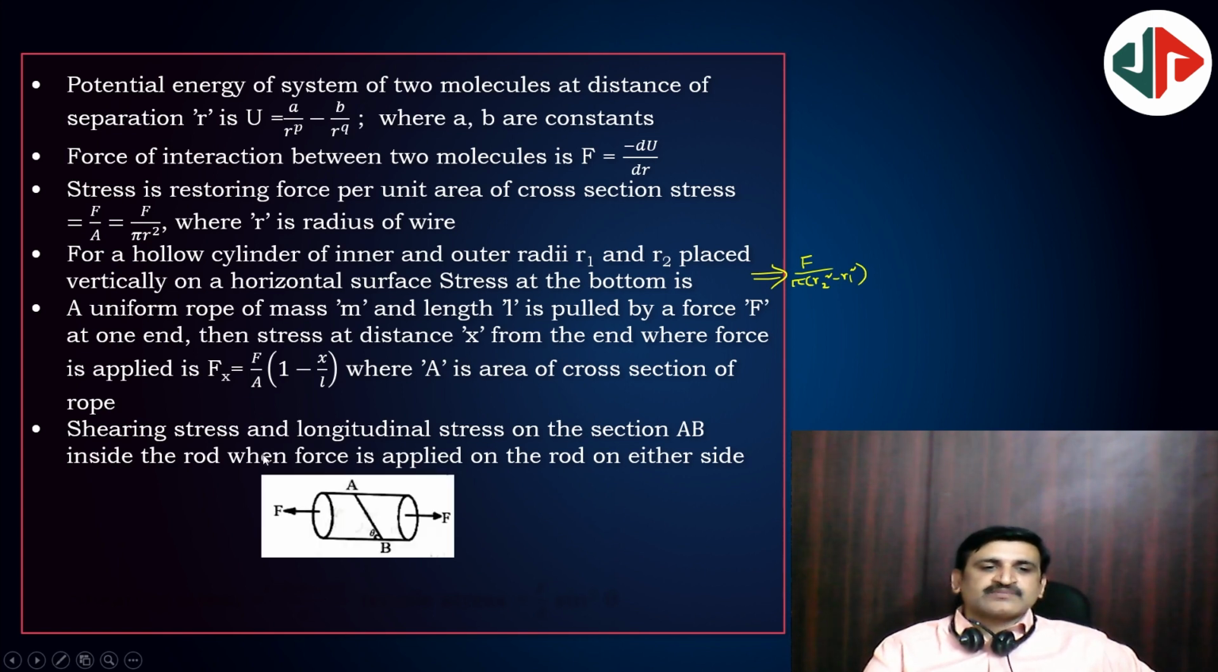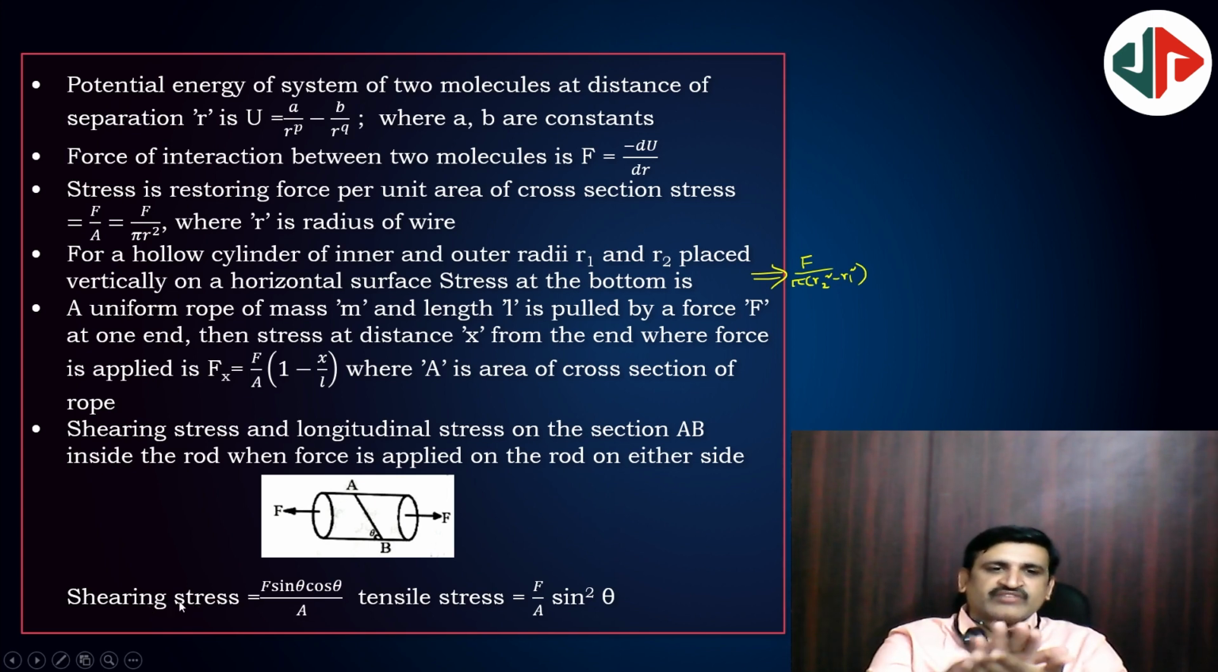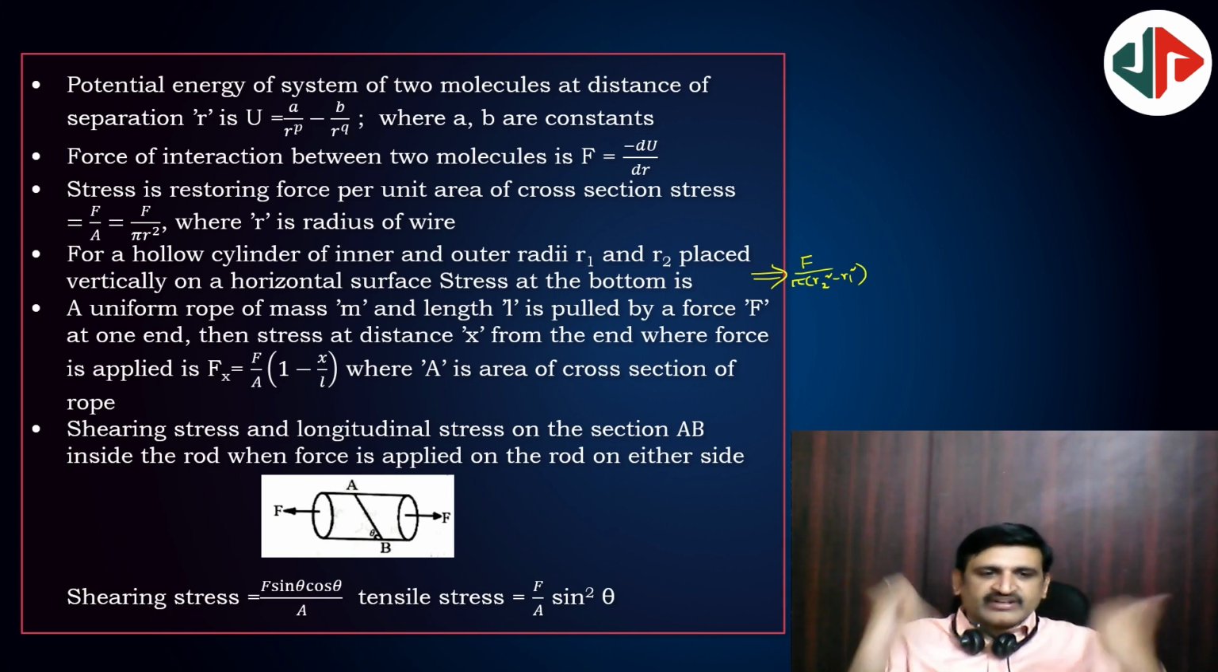Shearing stress and longitudinal stress on the section AB inside the rod, when force is applied on the rod on either side, is given by: shearing stress is equal to F sin theta cos theta by A. Tensile stress is F by A sin square theta. This is tensile stress, this is shearing stress. Shearing stress will be in a different direction, and tensile stress will be in a different direction.